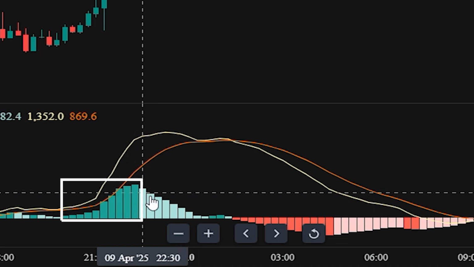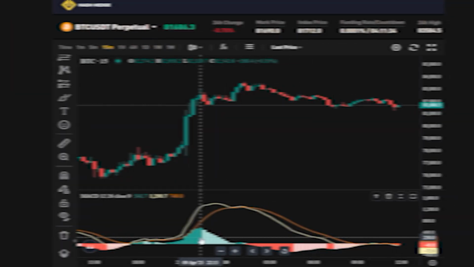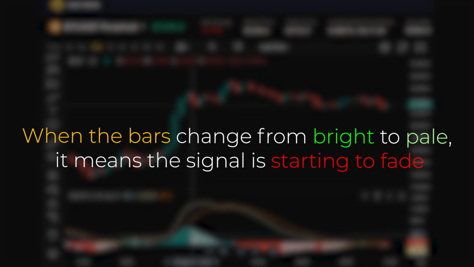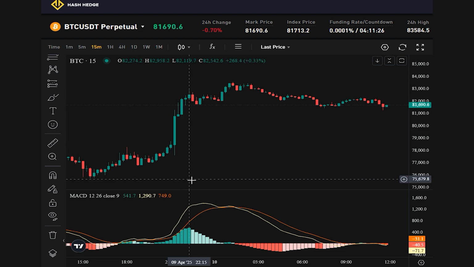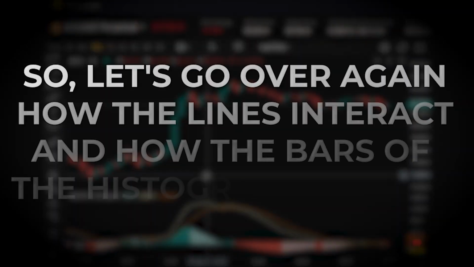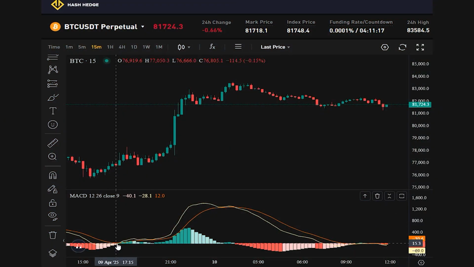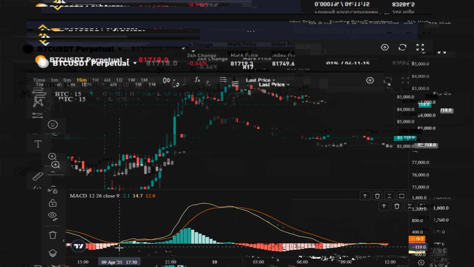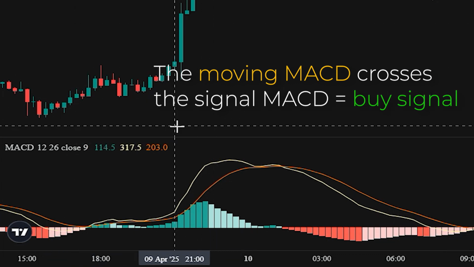And as you can see, the bars can be green and light green, red and light red. When the bars change from bright to pale, it means the signal is starting to fade. That is, the specific signal, our moment to enter, for example up, begins to fade. So let's go over again how the lines interact and how the bars of the histogram interact. The main signal for us is the crossing of the 2 moving averages. As soon as the MACD line crosses the signal line, it is a buy signal for us. This is where we should have gone into a buy deal.